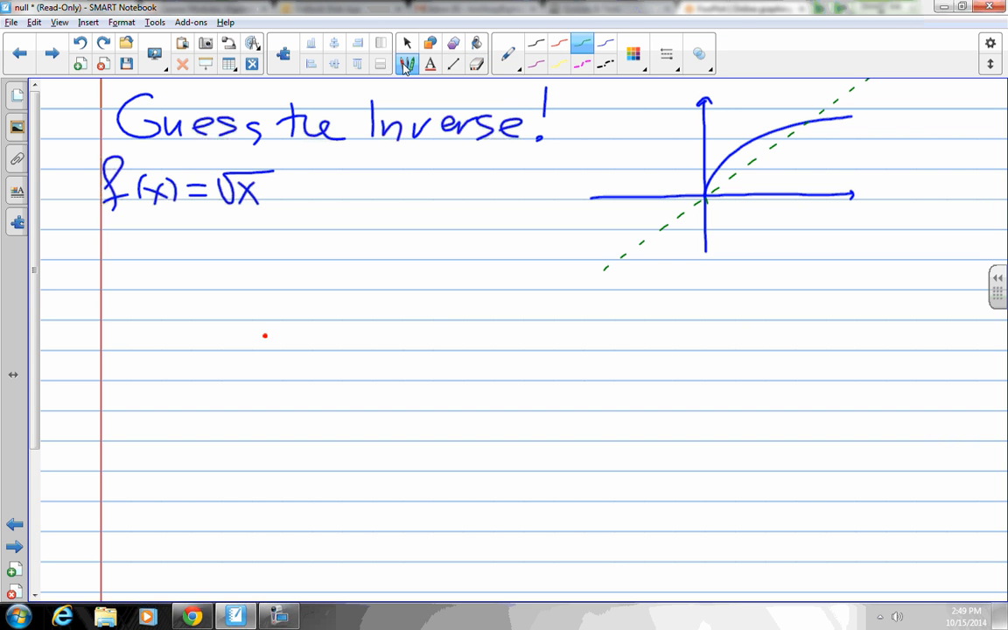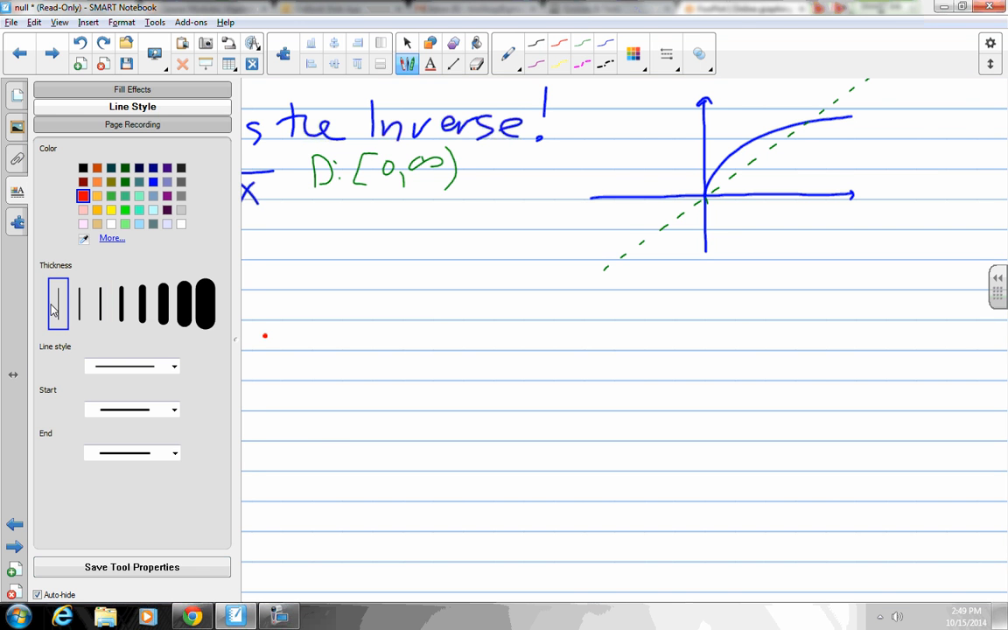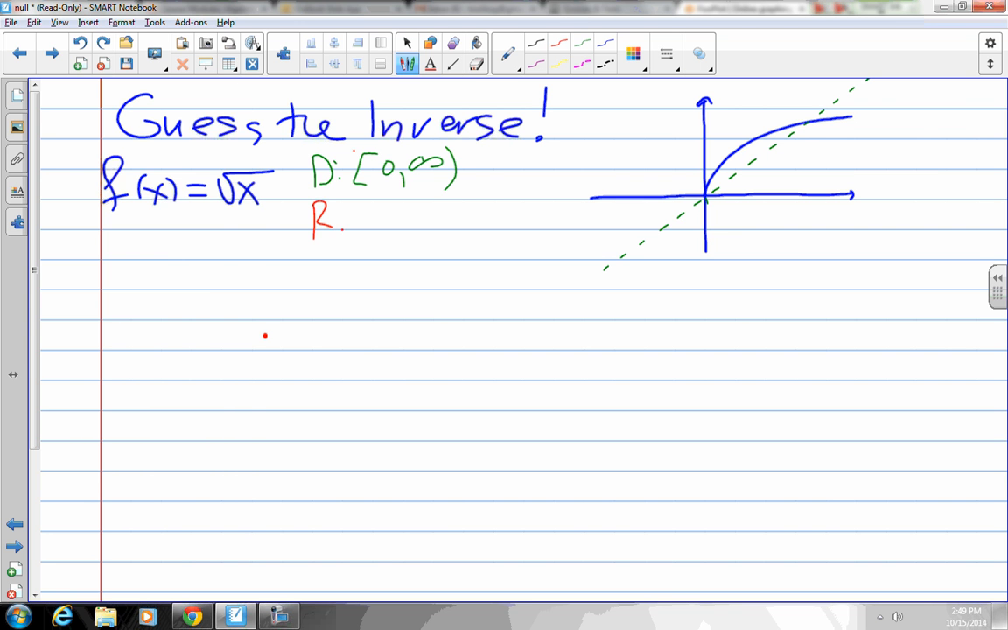Well, let's take it further. What is the domain of the square root of x function? Non-negative numbers, all from 0 to infinity. What is the range of the square root of x function? Here's its graph. The range is 0 to infinity, the same thing.